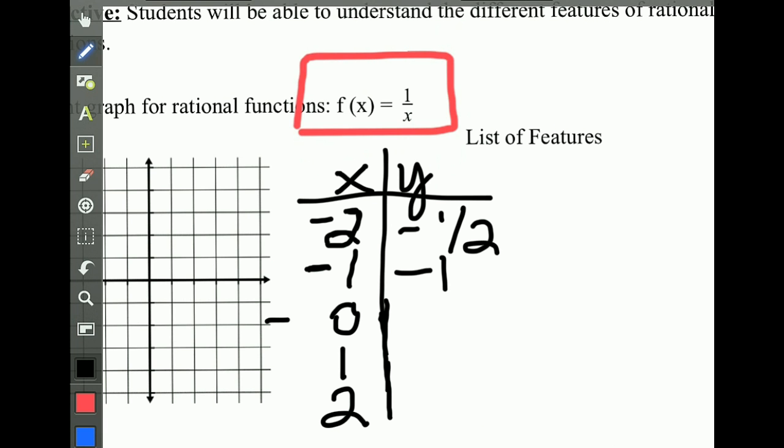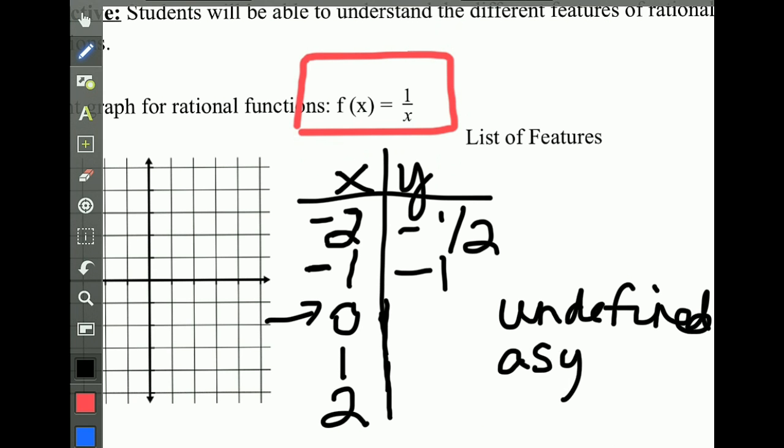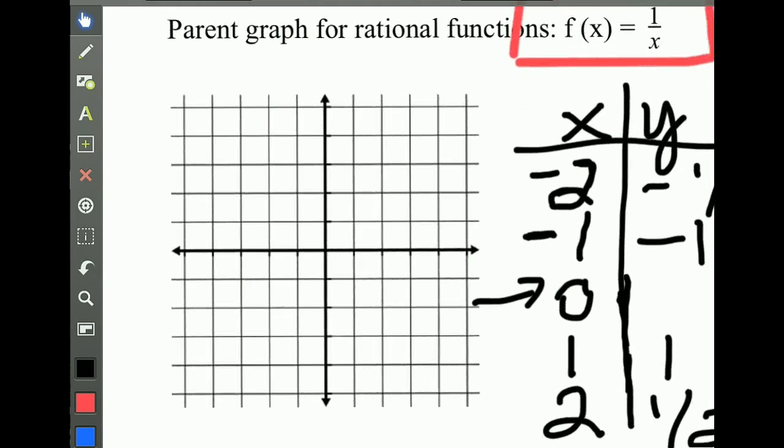1 over 0, here's where this presents a problem. You can't have a 0 in the bottom because that is undefined. So what happens with a rational expression is that's where it creates what we call an asymptote. We'll talk more about that in a minute. So let's finish filling out our values. 1 over 1 is just 1, and 1 over 2 is 1/2. So let's go over to our graph and plot those points.